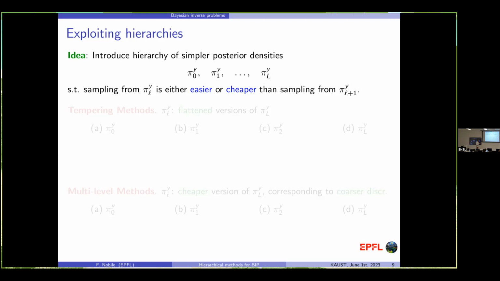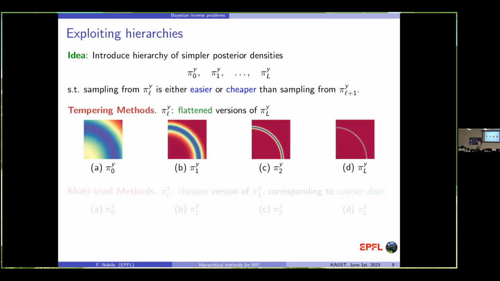But then we want to construct easier versions of this one to use in the algorithm. One way to construct easier versions is to do tempering. I will give the formula in a minute, but this is typical in the case where the posterior, for instance, is highly concentrated on some regions or is multimodal. This is a typical case where this algorithm suffers because it does little moves.